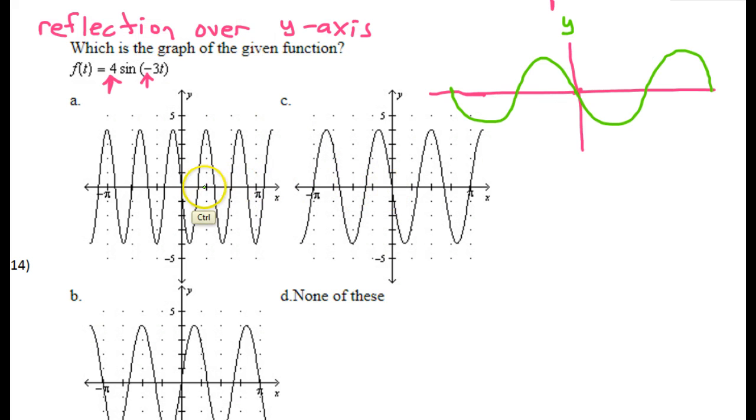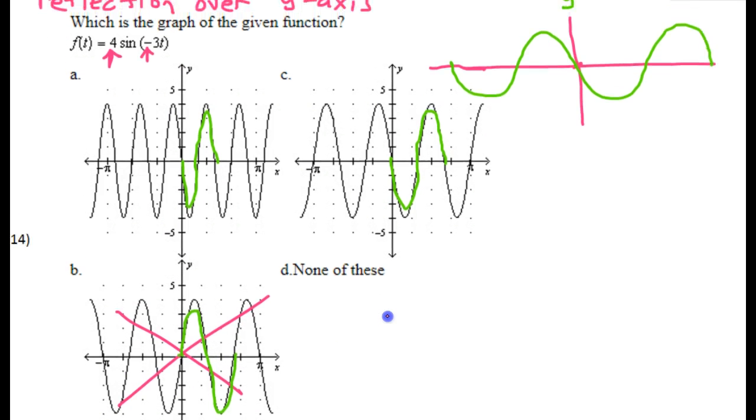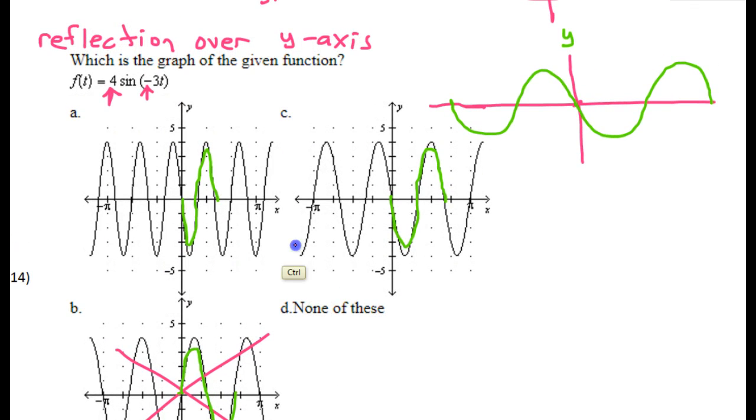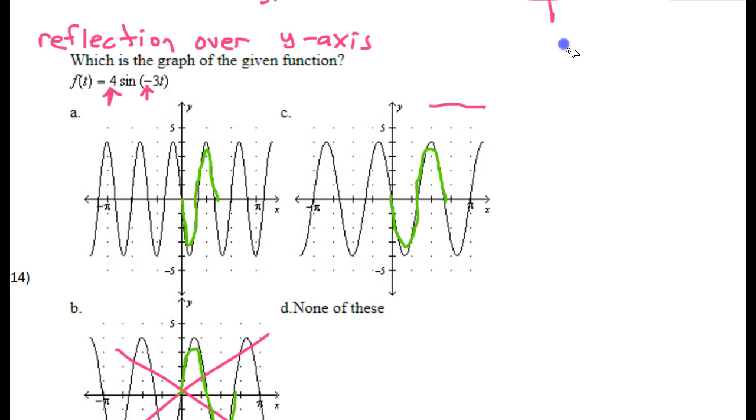Okay, so let's see. Option A goes down and then back up, so that's possible. Option C goes down and then back up, so that's been reflected over the y-axis. But option B goes up and then back down. Alright, so I've eliminated option B. That cannot be it. Alright, but of course I now need to narrow it down to the actual answer. I need to narrow it down between A and C.